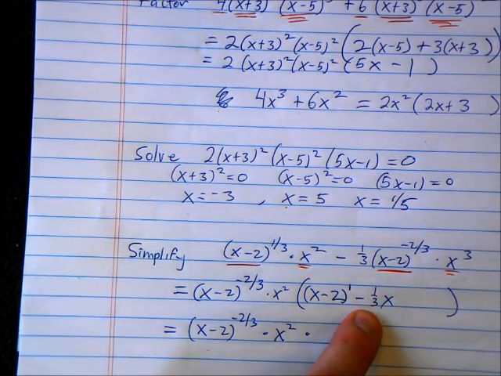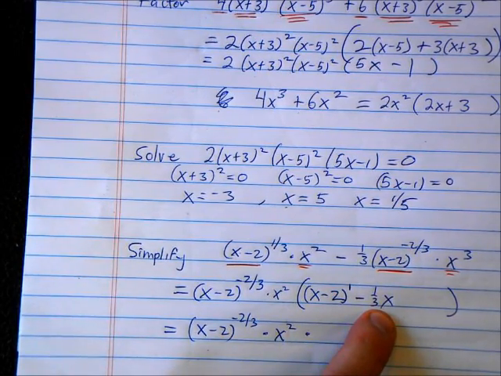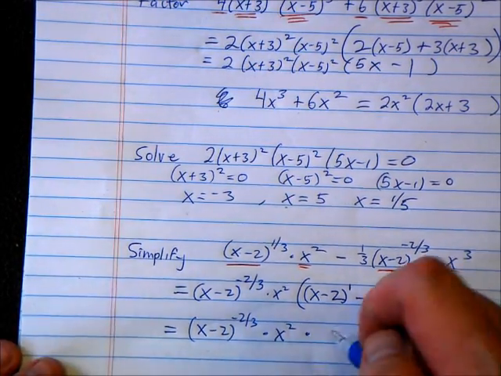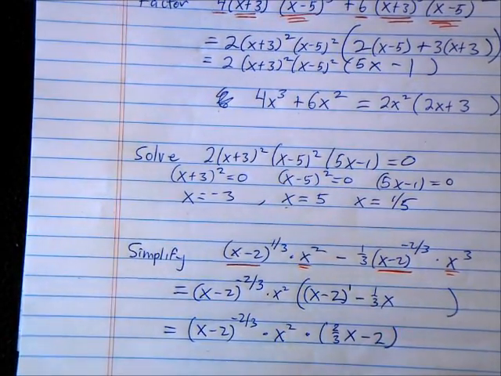What's x minus 2 minus 1/3 x? Nope, no x squares. What's x minus 1/3 x? 2/3 x. So that's 2/3 x minus 2.